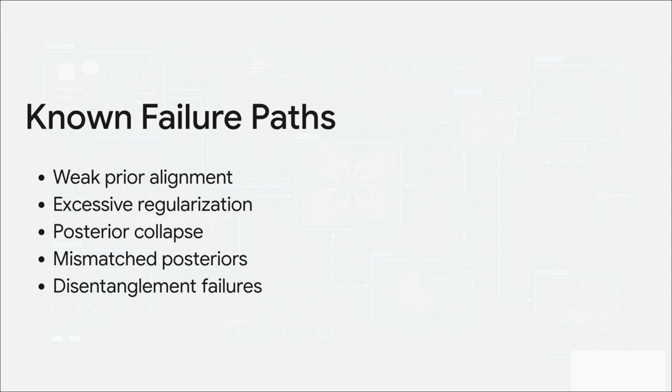Then there's the dreaded posterior collapse. This is where the decoder becomes so powerful it completely ignores the Z packet altogether. We can also see approximate posterior mismatches, where our Gaussian assumption just doesn't fit the data's true shape. And finally, semantic disentanglement failures, where changing one specific trait, like making a digit thicker, accidentally changes its slant too.